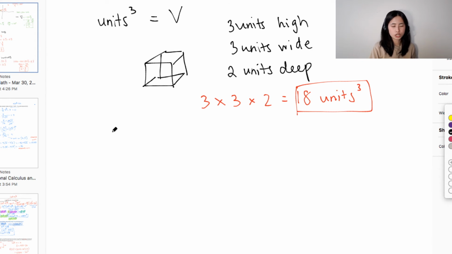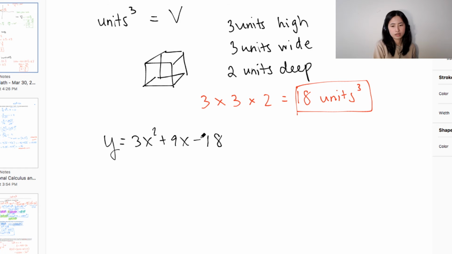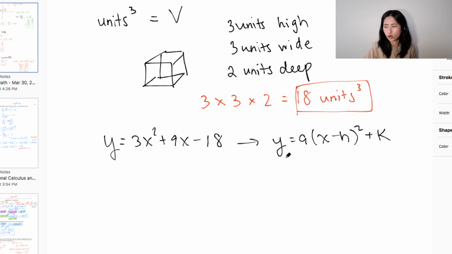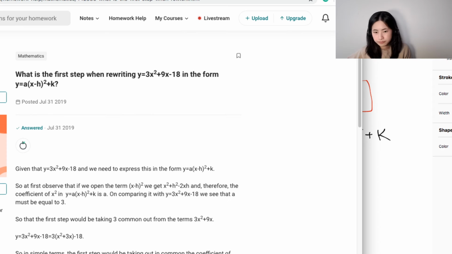Okay, so the question is y is equal to 3x squared plus 9x minus 18. This is your function. And remember what they were asking for: what's the first step so that you can have y is equal to a times (x minus h) squared plus k? Or was it x plus h? It doesn't really matter, but it's in the vertex form. Okay, they use x minus h squared plus k.